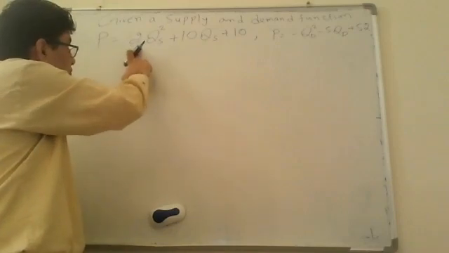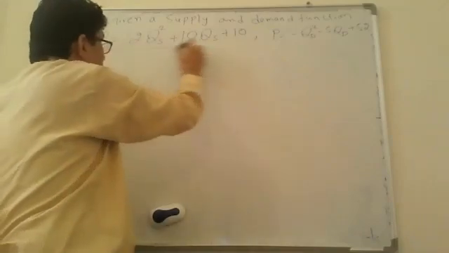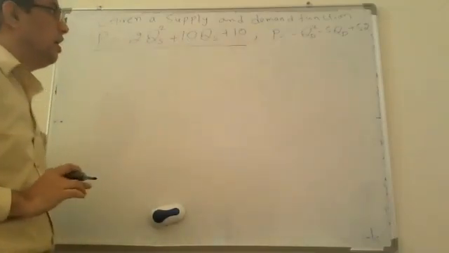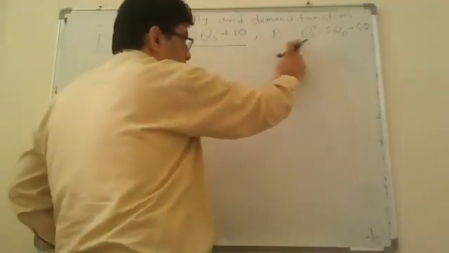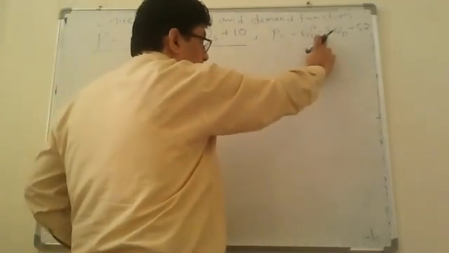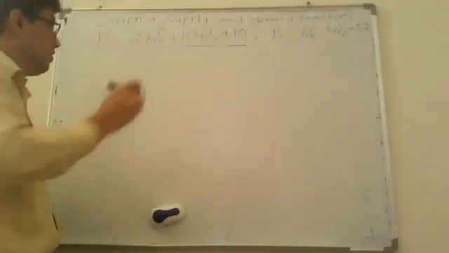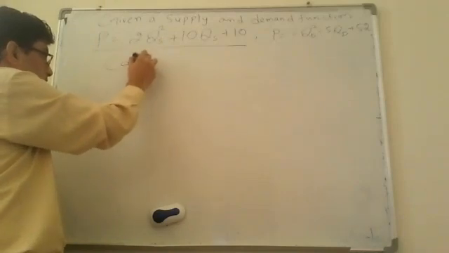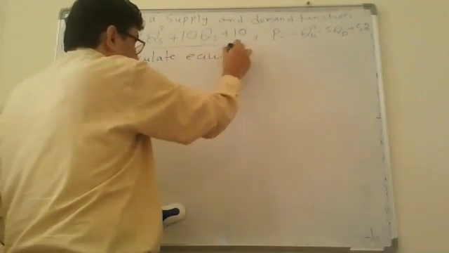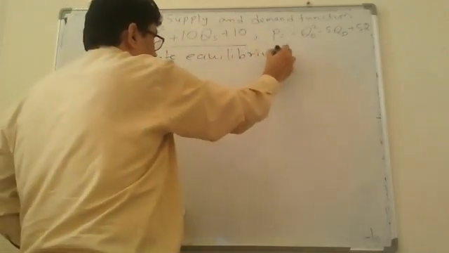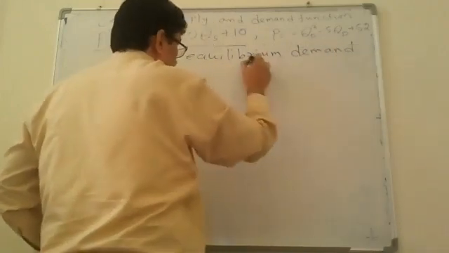P equals 2qs square plus 10qs plus 10. This is the supply function. And here P is equal to minus qd square minus 5qd plus 52, which is the demand function. And we need to calculate the equilibrium demand and supply.